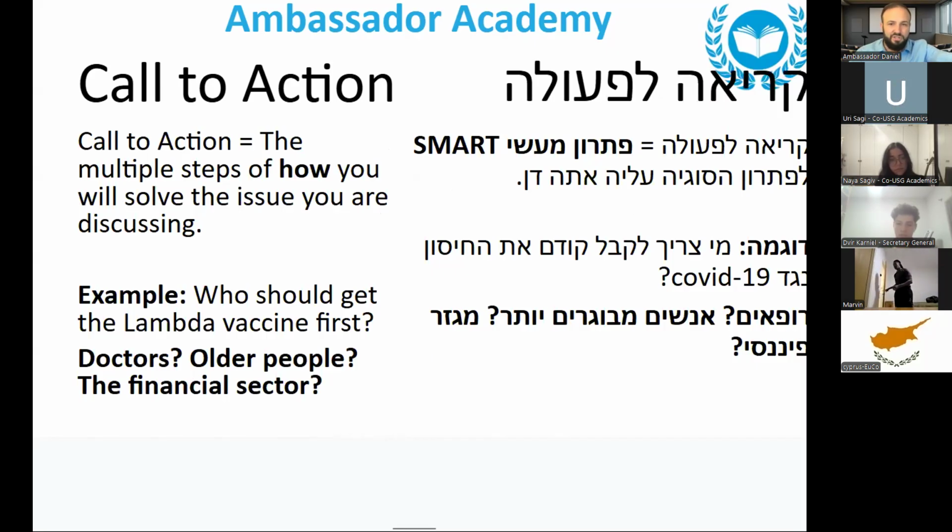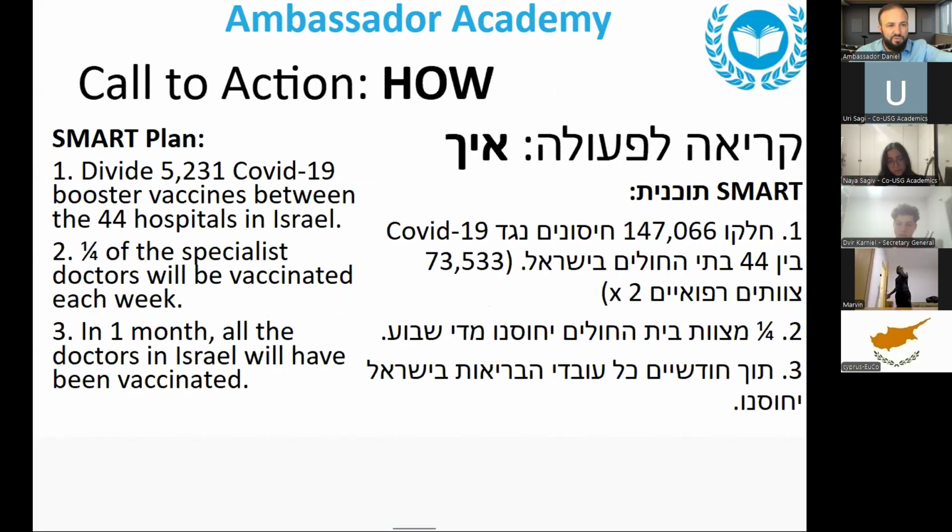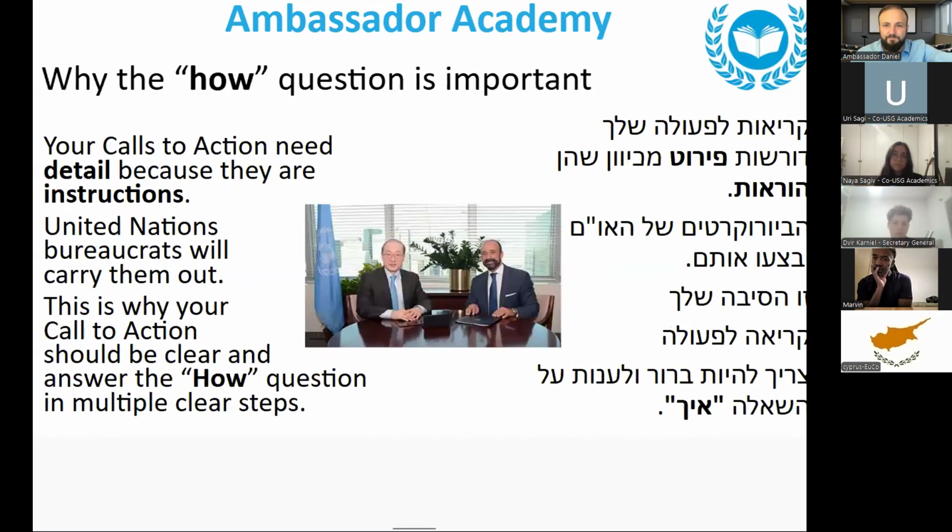For example, who should get the Lambda vaccine first? Doctors, older people, the financial sector. So in 3 steps: one, divide the booster vaccines between 44 hospitals. Two, a quarter of the specialists vaccinate each week. Three, in 1 month, all the doctors will have been vaccinated. Voila, that makes sense. It makes more sense than, let's say, us going to Australia to one of the committee's houses and then everyone waiting outside for their family to vaccinate everyone, or it to be done through some other means. So make sure to explain it.